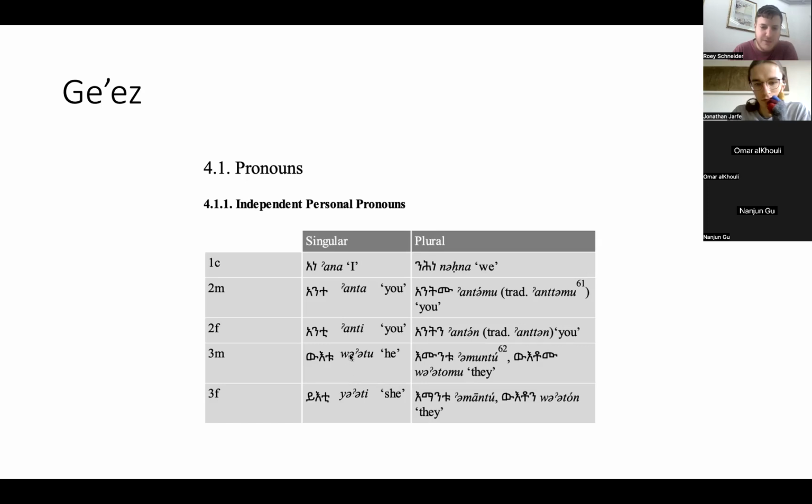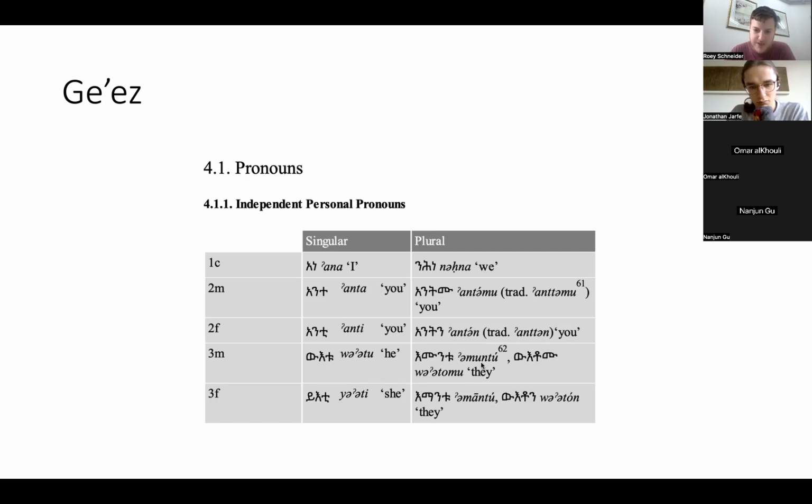I think that some of these forms are even attested in epigraphic Ge'ez. Regarding the plurals, wa'atomu is just wa'atu with the suffixed pronoun omu, of them, or something like that. So we can understand that. Same thing about wa'aton.